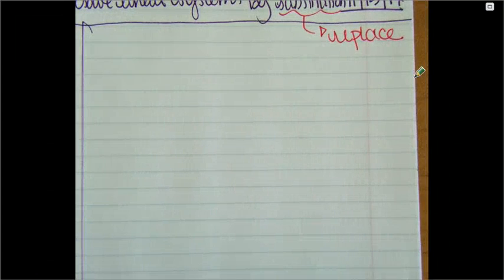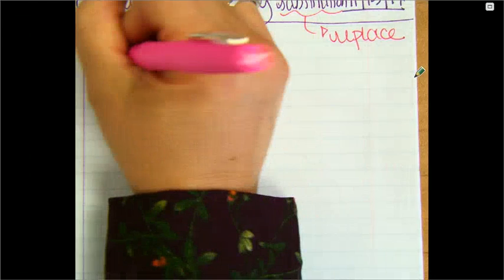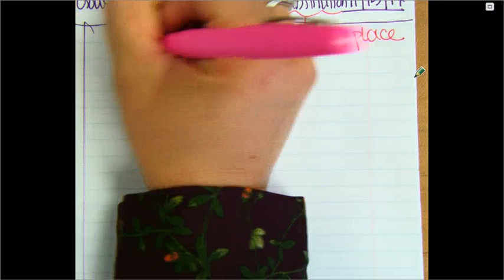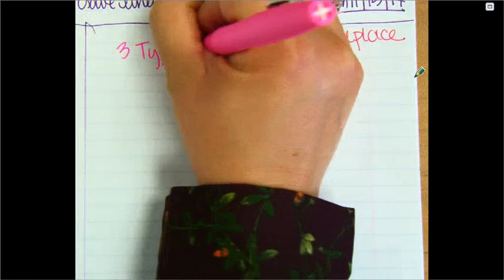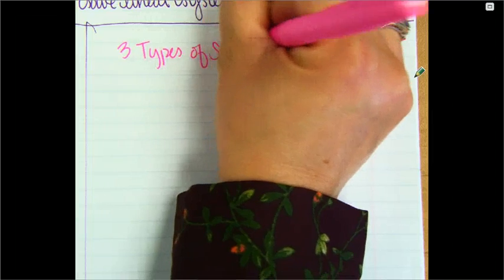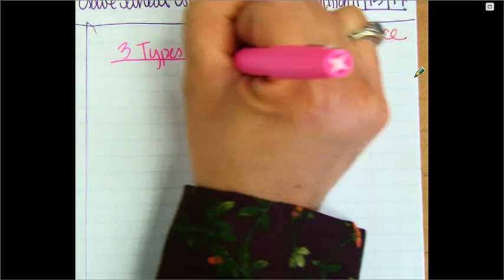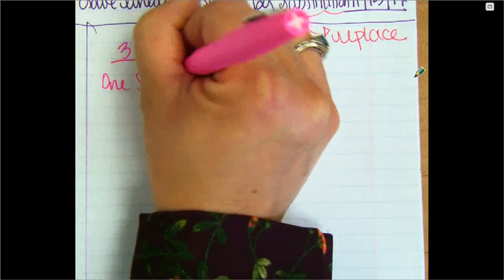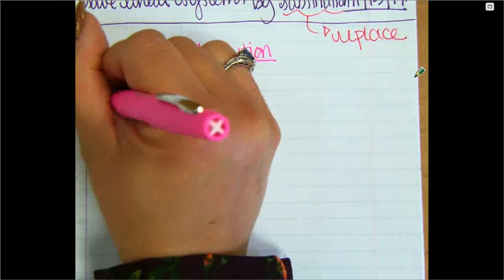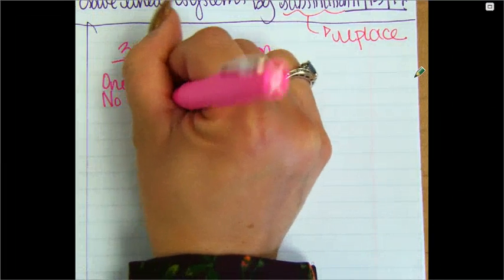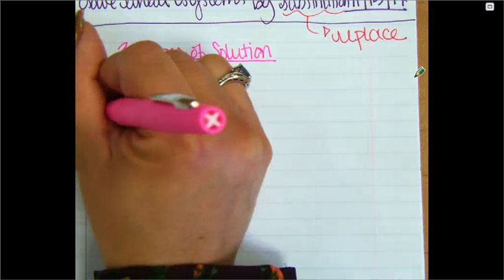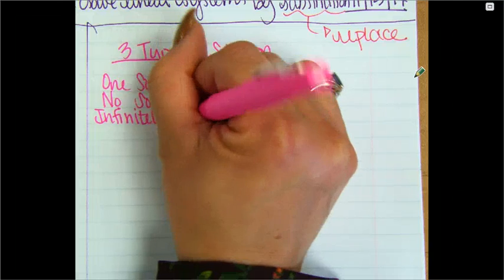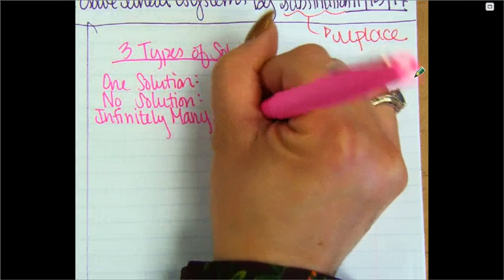All right, how many types of solutions do we have? Three. What are they? One solution, no solution, and infinitely many solutions.